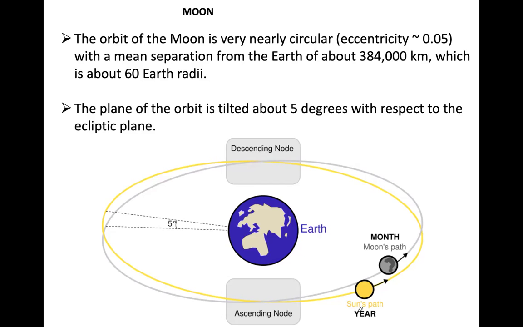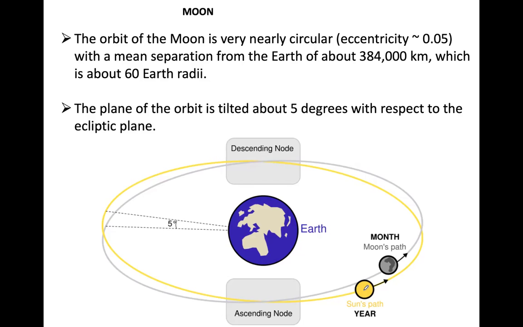So that's the idea. And there is one interesting point here: the plane of the orbit is tilted about 5 degrees with respect to the ecliptic plane. The ecliptic plane is the path of the sun, right? Here, assume that the ecliptic plane is what you see in this red and yellow color. That is the path of the sun, and the path of the moon is a bit tilted, like 5 degrees.